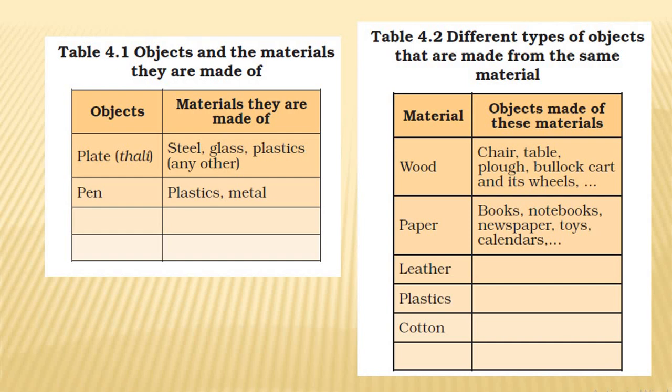So dear students, we have to write at least 2 more substances in table 4.1, and we also have to write the objects which are made up of leather, plastics, and cotton in table 4.2. So are you all ready to write it? Yes, I'm sure you are writing it. If you have written it, let us see.